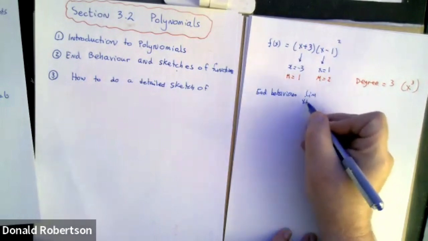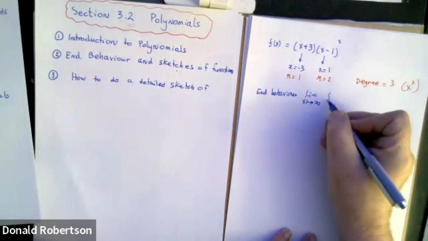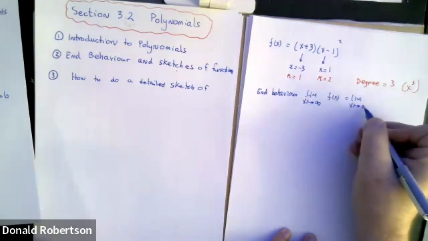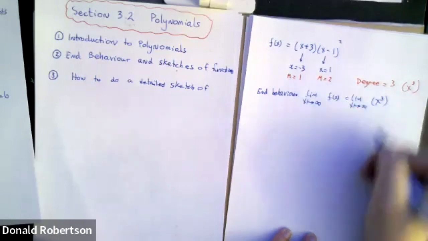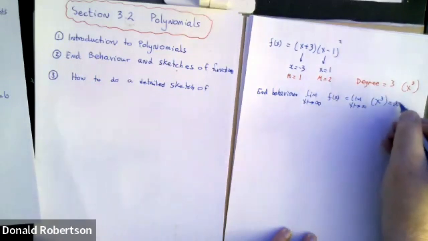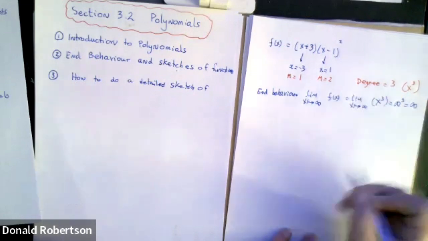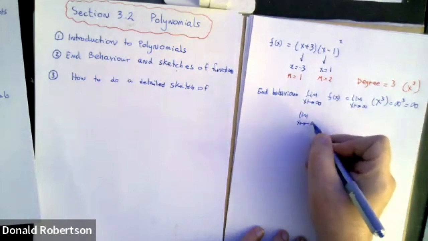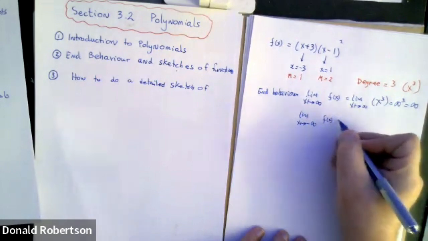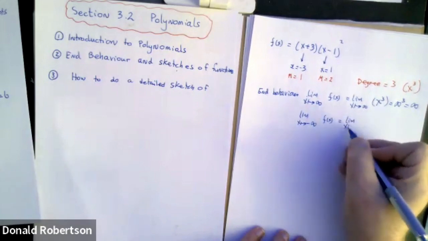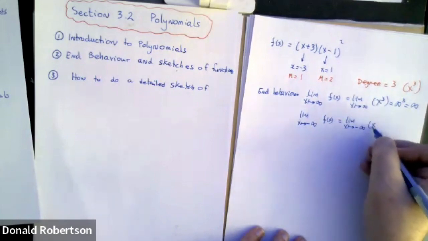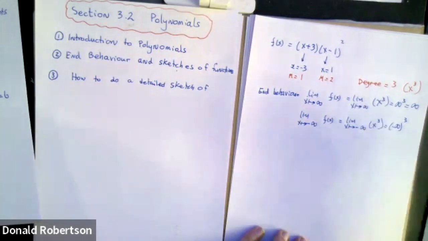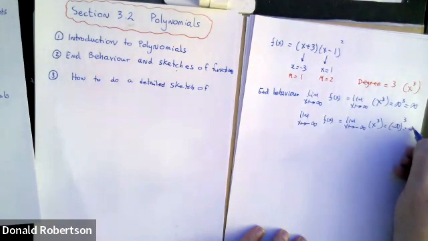The limit as x tends to infinity of f of x is going to be the limit as x tends to infinity of x cubed, which is infinity cubed, which is infinity. And the limit as x tends to negative infinity of f of x is the limit as x tends to negative infinity of x cubed. And that's negative infinity cubed, negative times negative times negative, and you get negative infinity.